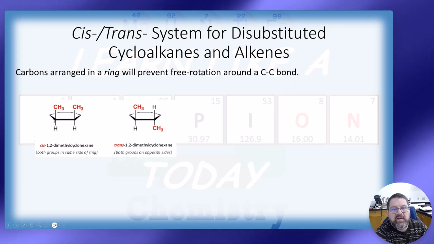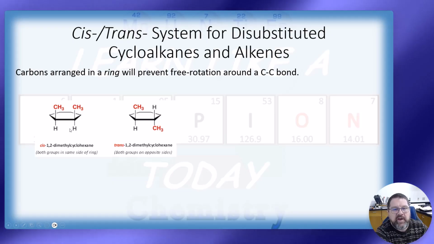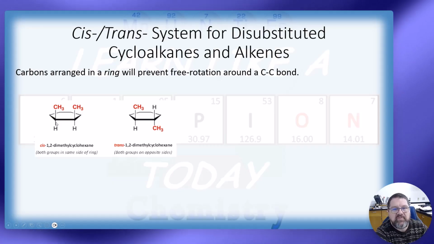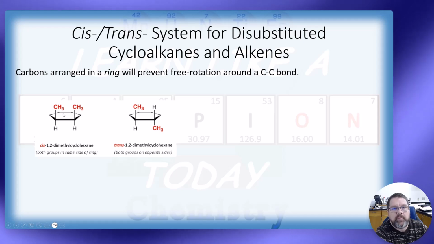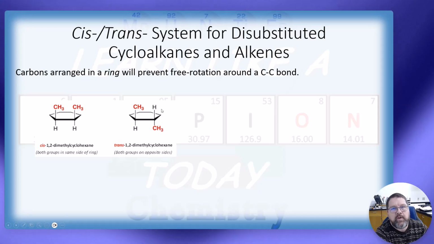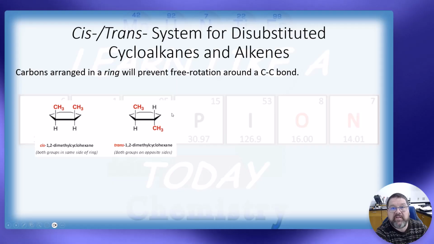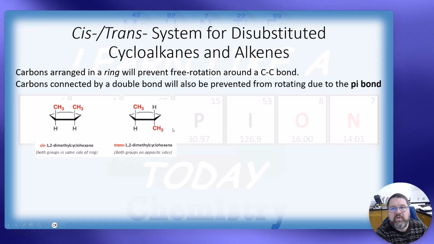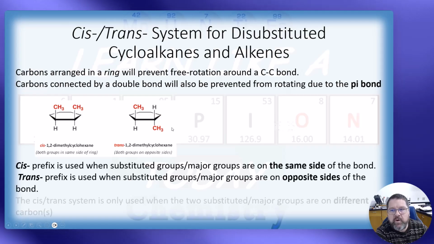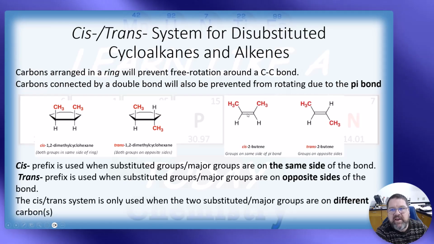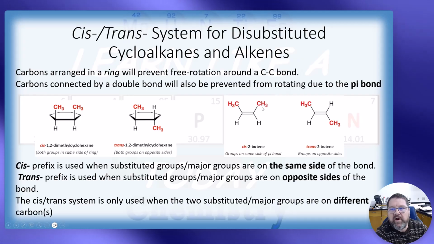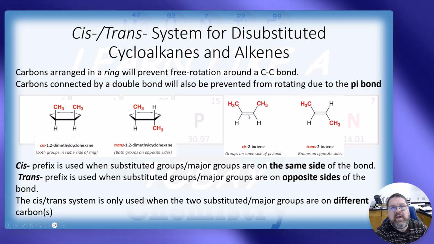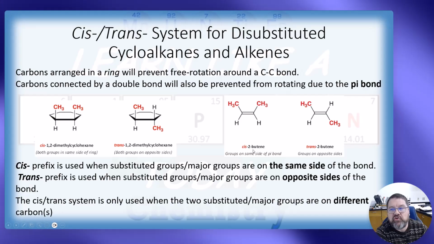So you can see that both of these are 1,2-dimethyl cyclohexanes, but the difference is how those methyl groups are arranged. The one on the left would be cis-1,2-dimethyl cyclohexane because both methyl groups are on the same side. The second one would be trans-1,2-dimethyl cyclohexane because the methyl groups are on opposite sides of the ring. The same sort of thing happens when we look at an alkene. First of all, our parent chain is 4 carbons, the longest continuous chain that contains the double bond, and it's on carbon 2, so it's a 2-butene.